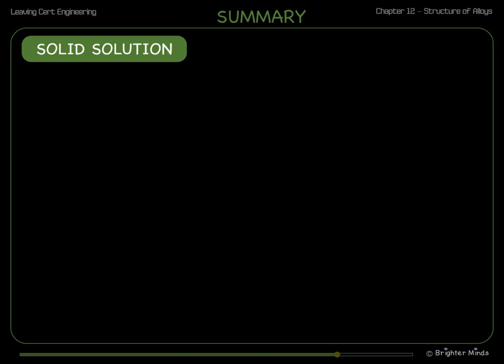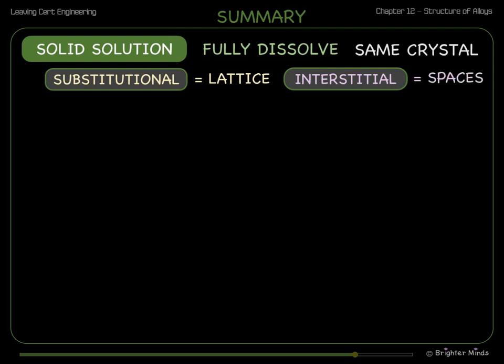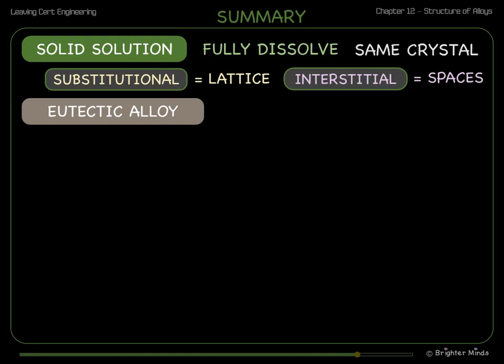Summary. A solid solution alloy means the alloying components fully dissolve in each other as solids. The alloying components fit in the same crystal lattice. In a substitutional solid solution alloy, the atoms of the alloying element take the place of metal atoms in the lattice. In an interstitial solid solution alloy, the atoms of the alloying element fit in the spaces between the metal atoms in the lattice. In a eutectic alloy, the alloying components do not dissolve in each other as solids. A laminar structure is created consisting of thin layers of the two different metals.